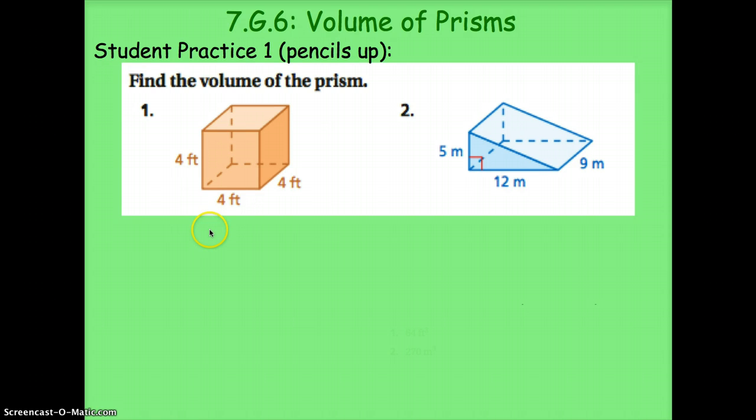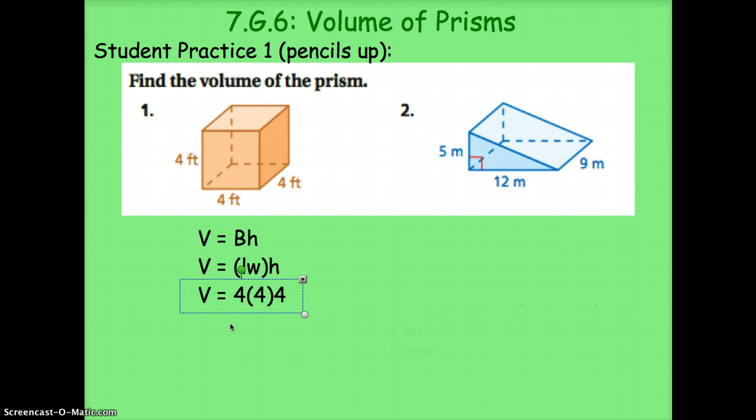Okay, let's take a look and see how you did. We start by writing the formula, volume equals base area times height. In this case, it is a rectangular prism, so we're going to use length times width times height. And then since it's a cube, all my numbers are the same. You may have chosen just to do sides cubed, which would also work. 4 cubed is the same thing as 4 times 4 times 4.